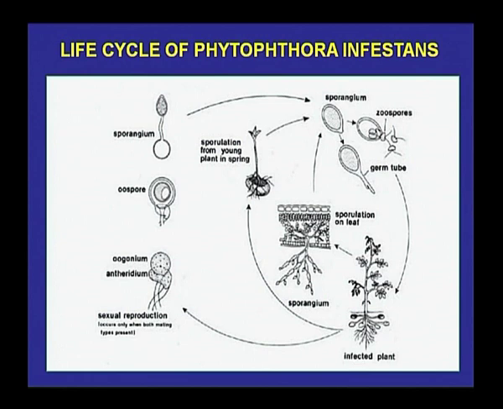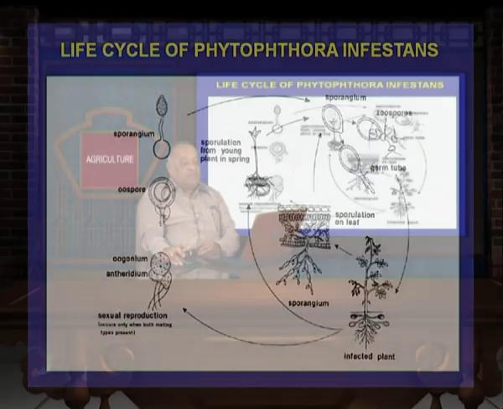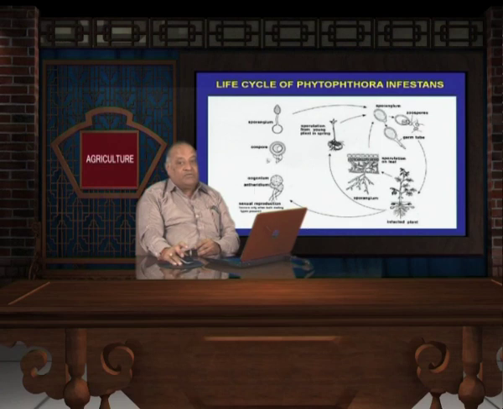In the sexual way, the sexual reproduction, oogonium and antheridium are fused using the fertilization tube, and after fertilization the thick walled oospores are produced, which after reduction division give rise to the sporangium, and sporangia in turn again infect the plant. This is how Phytophthora infestans completes its life cycle.